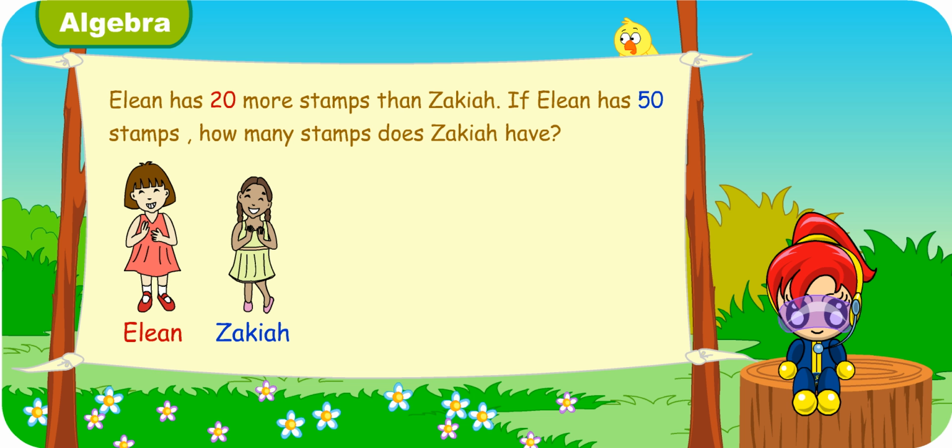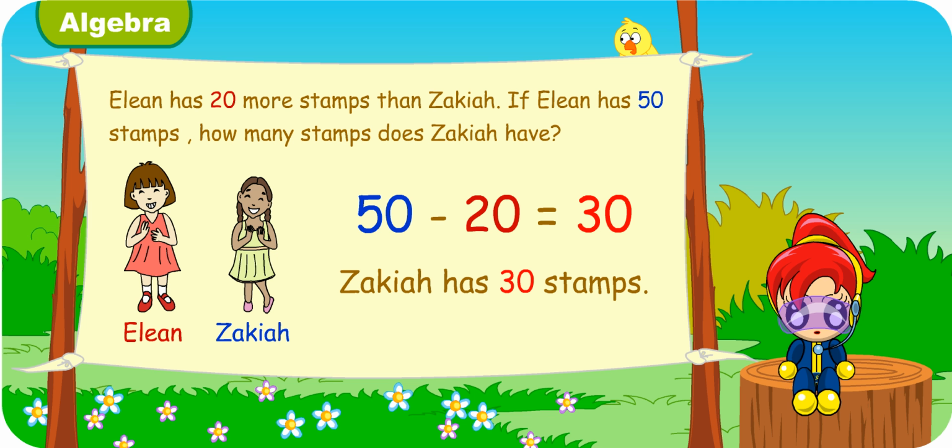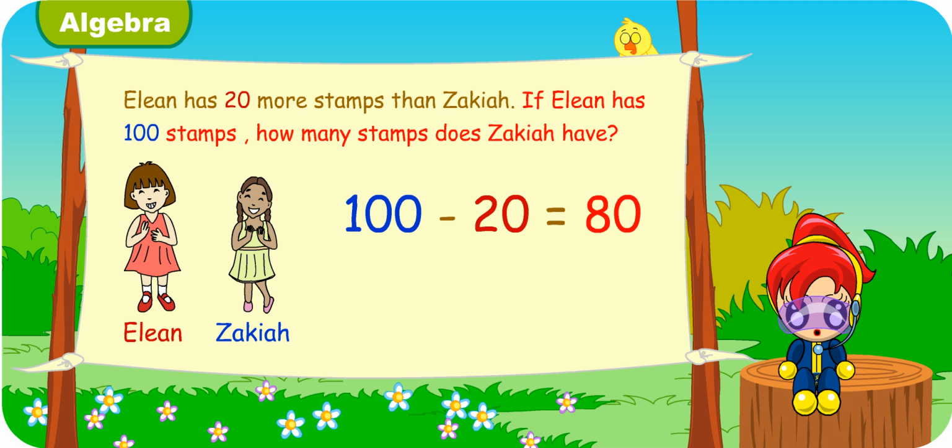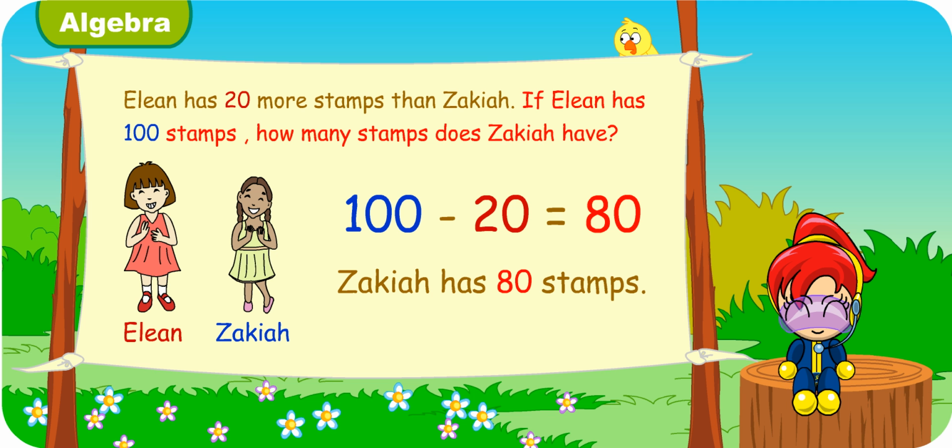Eileen has 20 more stems than Zakia. If Eileen has 50 stems, how many stems does Zakia have? That's easy. 50 minus 20, which is equal to 30. Zakia has 30 stems. Okay, now if Eileen has 100 stems, how many stems does Zakia have? It should be 100 minus 20, which is equal to 80 stems. Zakia has 80 stems. Good job, Turbo Girl.